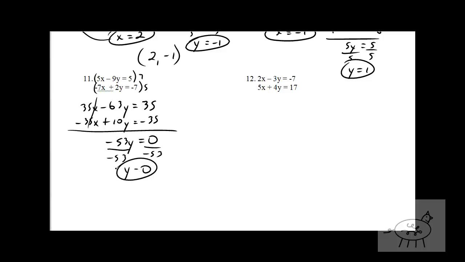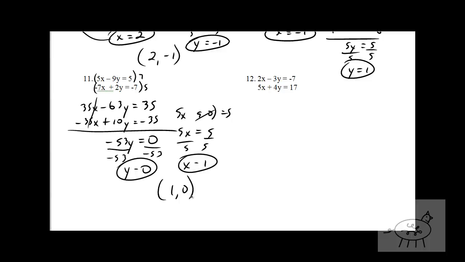Okay, and then I'm going to plug it back into the first equation. So I get 5x minus 9 times 0 equals 5. So 5x, that cancels out, 5x equals 5. Divide by 5, x equals 1. So there you go, 1 comma 0.